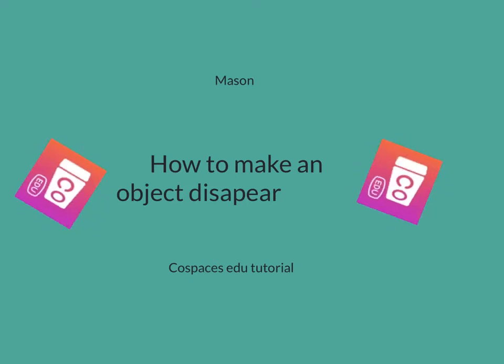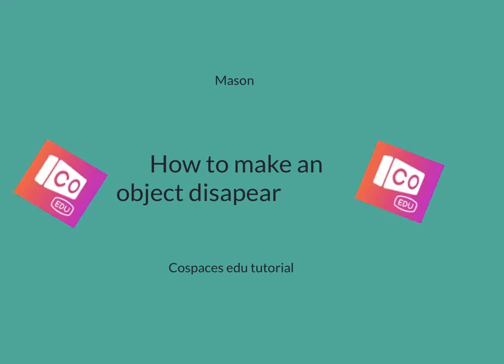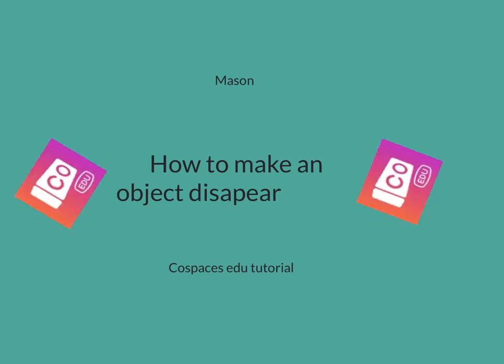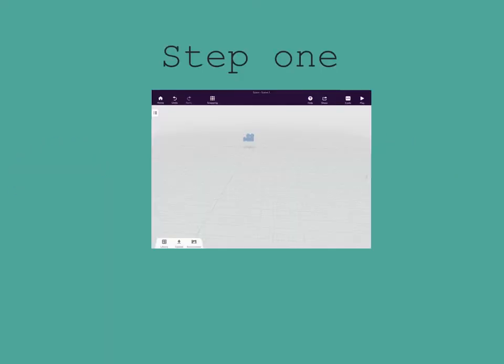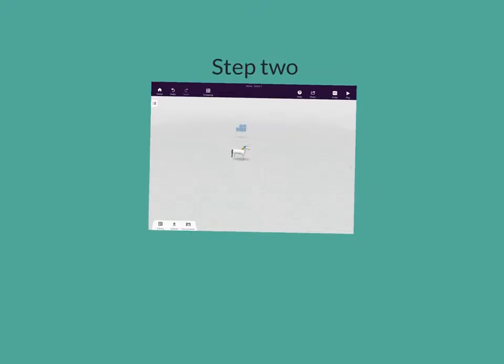Hi, my name's Mason. This is my tutorial how to make an object disappear in CoSpaces Edu. Step 1 is to drag anything from the library located in the bottom left corner where the circle is. Step 2 is to press code right where my circle is.